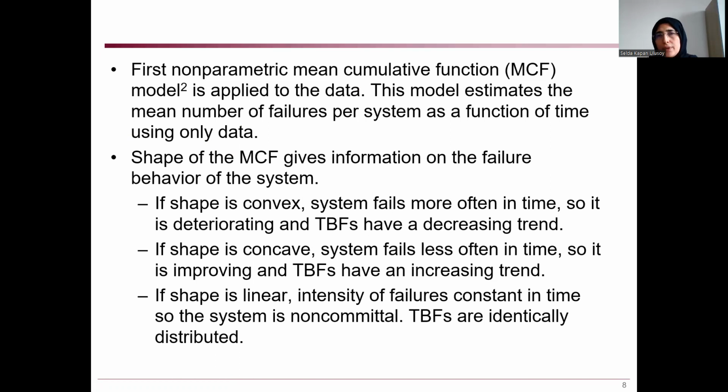The shape of the MCF gives information on the failure behavior of the system. If the shape is convex, the system fails more often in time, so it is deteriorating. And of course, times between failures have a decreasing trend. If the shape is concave, the system fails less often in time, so it is improving, and TBFs have an increasing trend. If the shape is linear, then the intensity of failure is constant in time, so the system is non-trending, and TBFs are identically distributed.